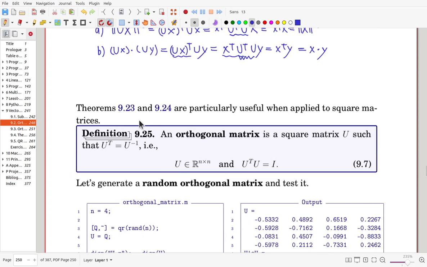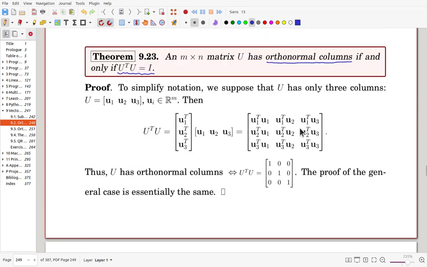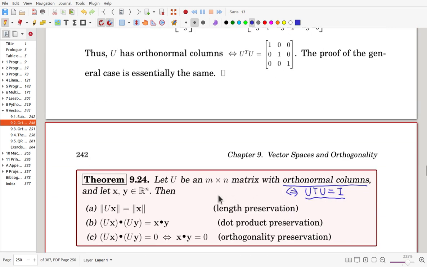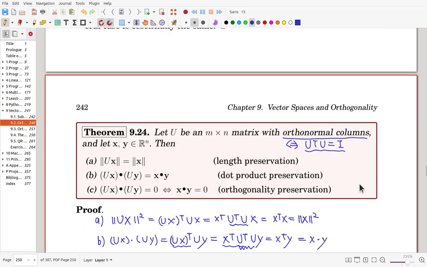Theorems 9.23 and 9.24 are particularly useful when applied to square matrices. Okay, let's go back to the theorems. For a general size m by n matrix, U has orthonormal columns if and only if U transpose U is identity. And once U has orthonormal columns, the matrix preserves length, dot product, and orthogonality.